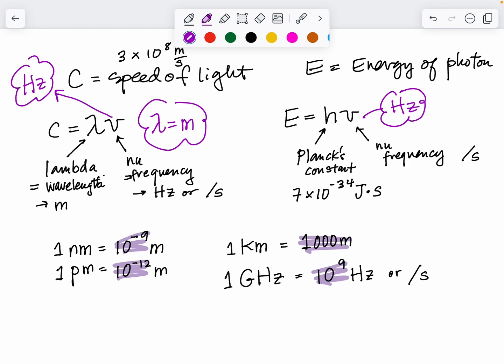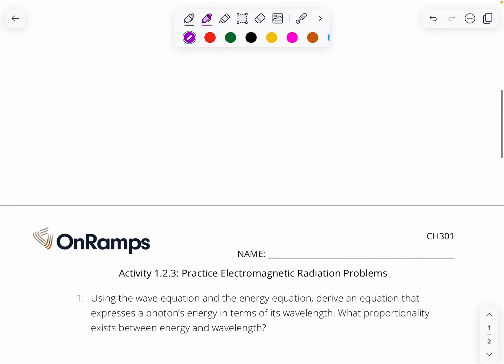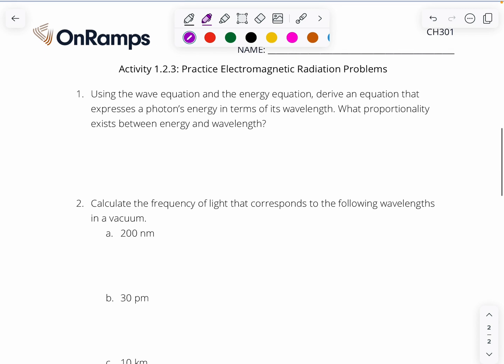So let's go into the activity. They're asking us, using the wave equation and the energy equation. So the wave equation is C equals lambda nu, or wavelength times frequency. The energy equation is Planck's constant times frequency. Derive an equation that expresses a photon's energy in terms of its wavelength. So in other words, we want to get wavelength into this energy equation.